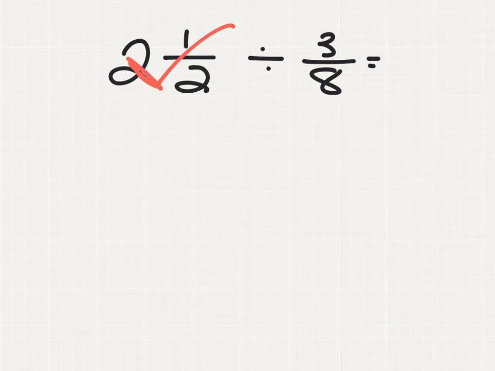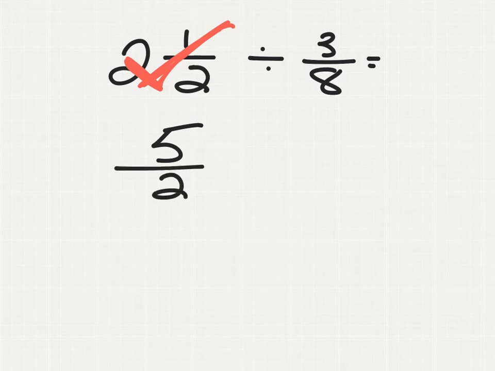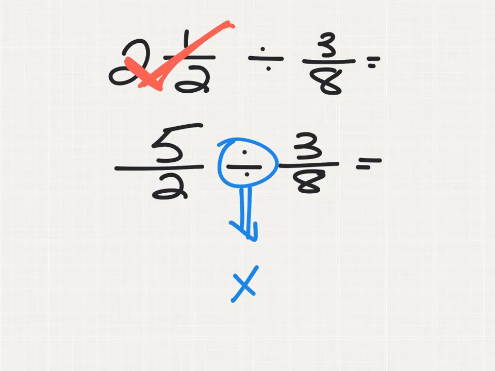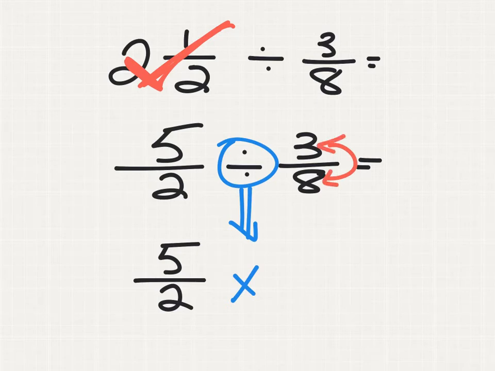2 times 2 is 4, plus 1 is 5. 5 over 2 divided by 3/8. Once again, we're not dividing fractions. We are only multiplying. So we have 5 over 2 times the reciprocal. The reciprocal of 3/8 is 8 over 3.